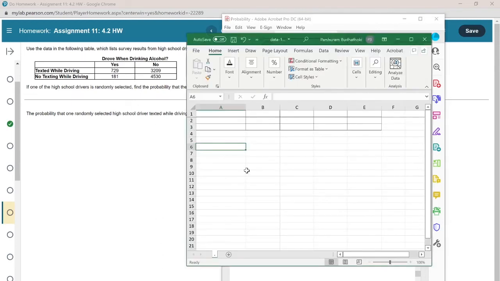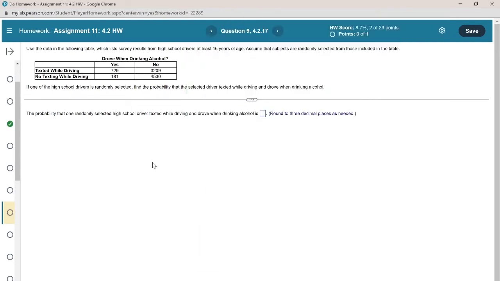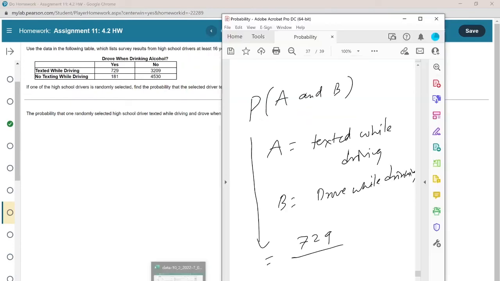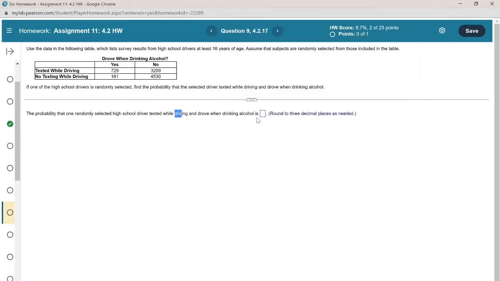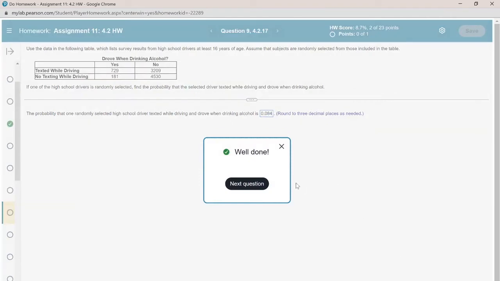So which is 729 plus 181 plus 3209 plus 4530. These are the total students: 8649. Out of 8649, 729 drove after drinking alcohol and then texted while driving. So if you divide this by 8649, that gives us the answer, which, rounded to the 3 decimal place, is 0.084.